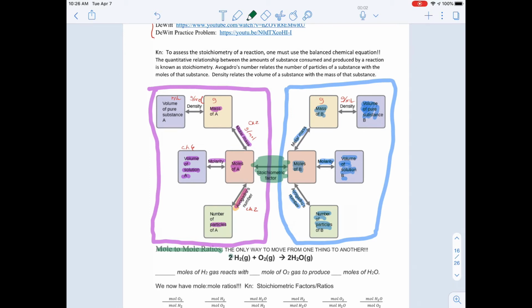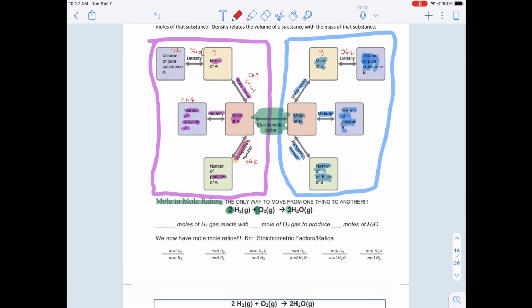So we have this coefficient in front. If I know the number of moles of hydrogen, I can relate that to the number of moles of oxygen to figure out how many moles of oxygen I need to have the reaction go to completion. Also, I can figure out how much product I'm going to make. This is very useful information.